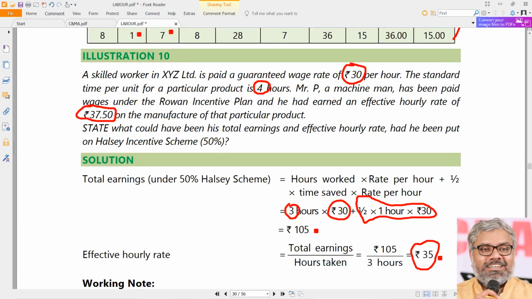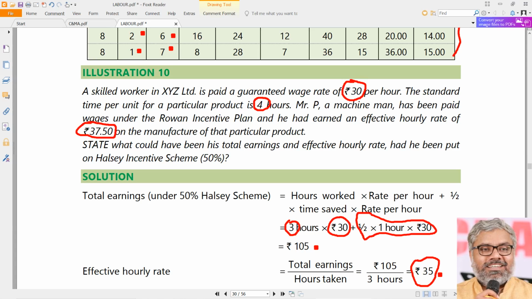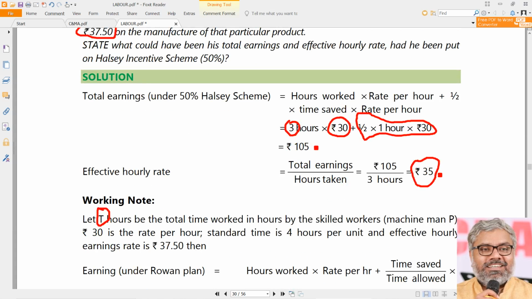First we should know the data. And what was the missing number here? Time taken is missing. First we should find that out. Once you have time taken or hours actually worked, then substitute in the Halsey formula. You can get the total earnings under Halsey plan, 105 rupees. And how much is hourly? That is 35 rupees under Halsey plan.